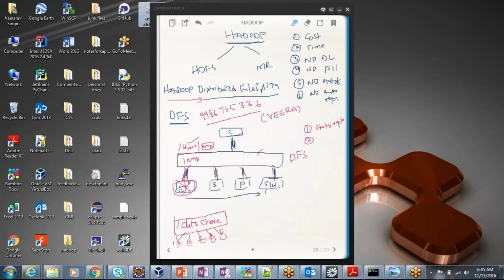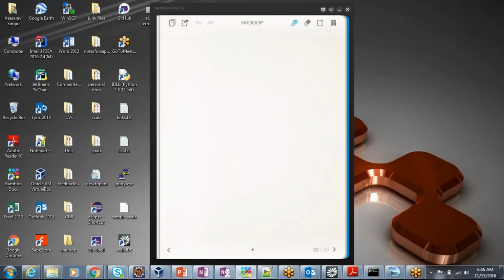Are you guys clear about the distributed file system? So already I have a distributed file system, then why should I have Hadoop? Why should I have the Hadoop distributed file system?